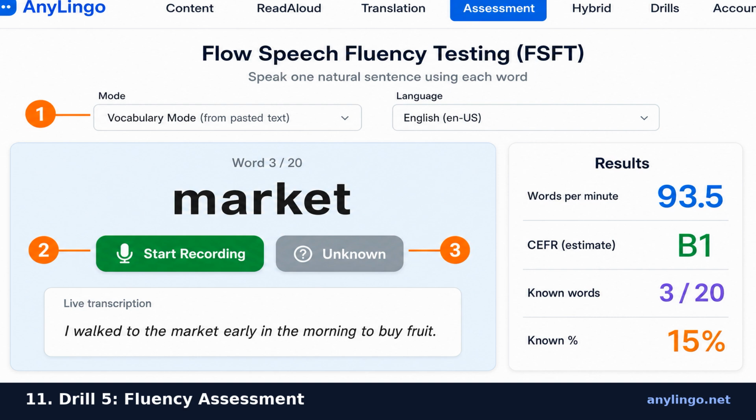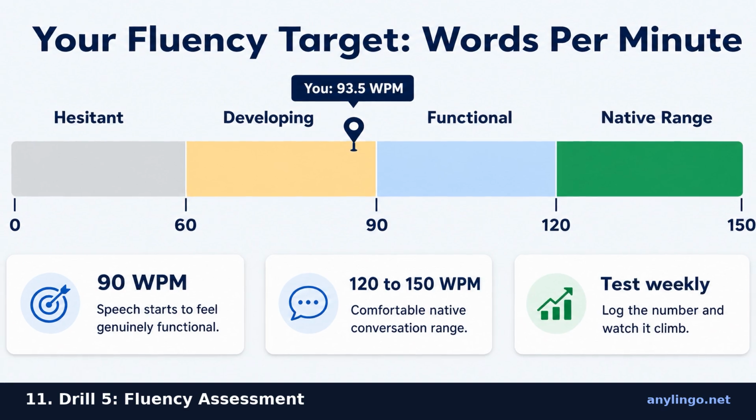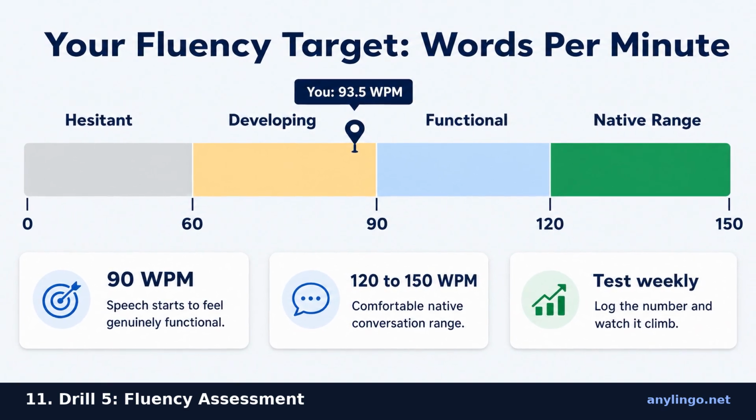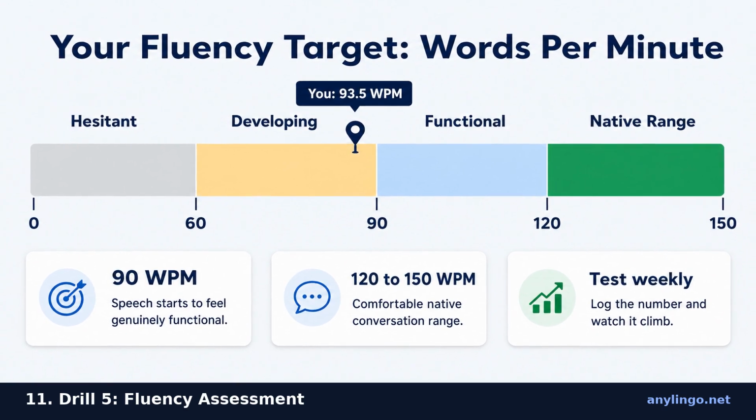Click the green Start Recording button and speak a complete natural sentence out loud using that word. Your speech appears in the live transcription box as you talk. Click the red Stop Recording button and the next word appears. If a word comes up that you genuinely do not know, click the gray Unknown button to skip it. Being honest here makes your score meaningful.